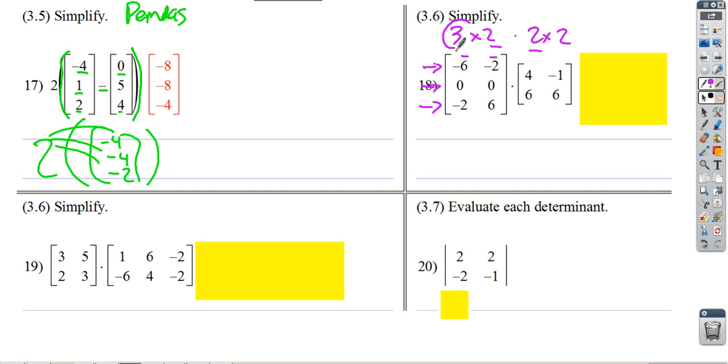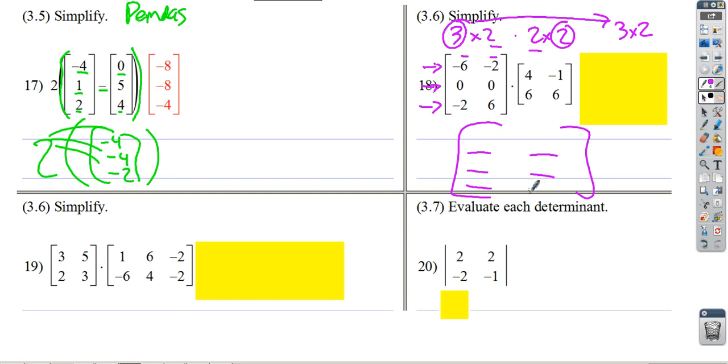And the dimensions of the new one are going to be these outside numbers. So the matrix, when I multiply it, the new one is going to be a 3 by 2. Okay, so let's just make a blank 3 by 2 matrix with 3 rows and 2 columns. Okay, and then how do we fill this stuff in?